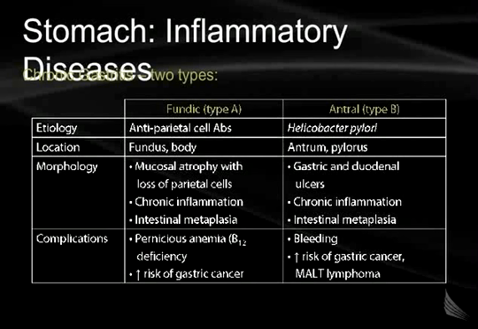In type B, this is associated with H. pylori. Remember, H. pylori normally infects the antrum as well as the pyloric area. With the infection of the antrum and the pyloric area, you have destruction of the antral mucosa. Peptic ulcer disease are ulcers of the stomach or the duodenum.